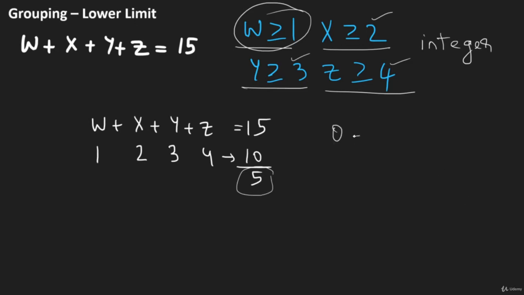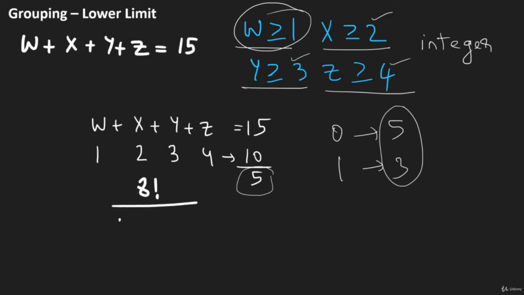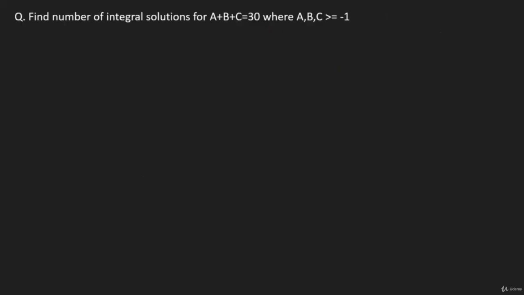That is, I have 5 dots, and because I need to divide it into 4 sets, I have 3 lines. So I have a total of 8 items. 5 are of one type and 3 are of one type. So this can be arranged in 8 factorial divided by 3 factorial into 5 factorial ways, which is one and the same as 8C3, which is your solution. Let's do one more question.